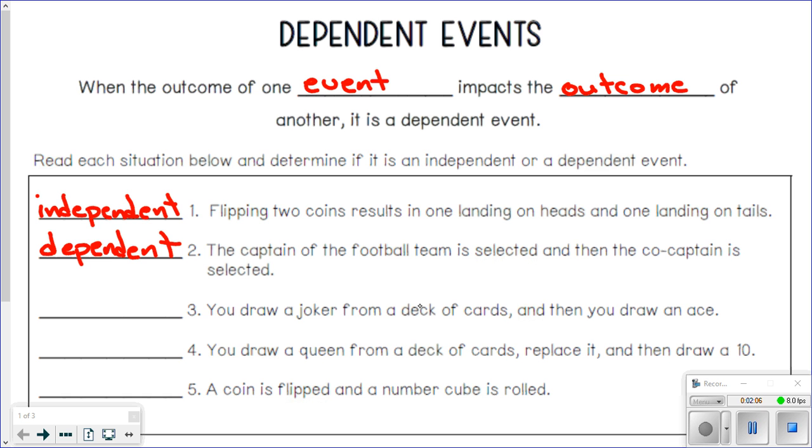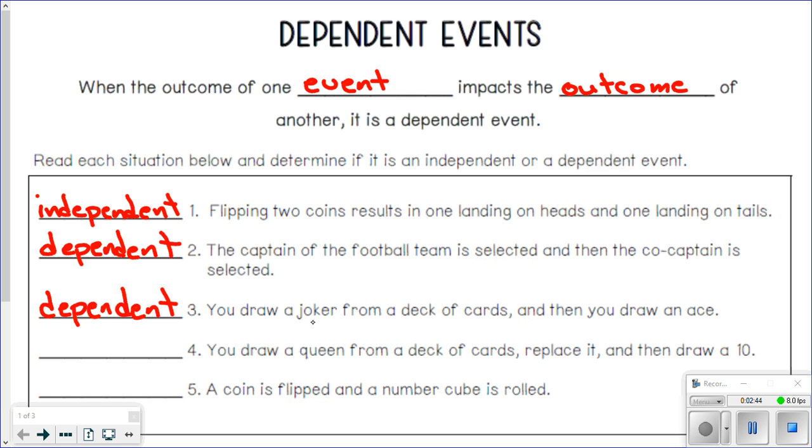You draw a joker from a deck of cards, and then you draw an ace. If you pull a card from the deck, does that affect how many cards are left in the deck? That's the question that you're asking yourself here. The answer is yes. Since you took a card out of the deck, now there are fewer cards in the deck for you to choose from when you draw your ace. So that's dependent.